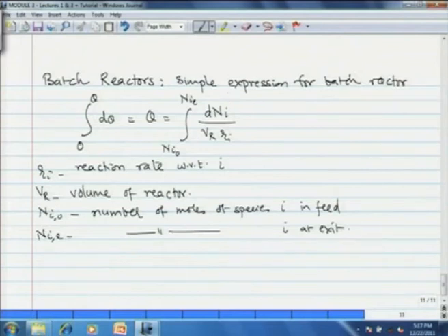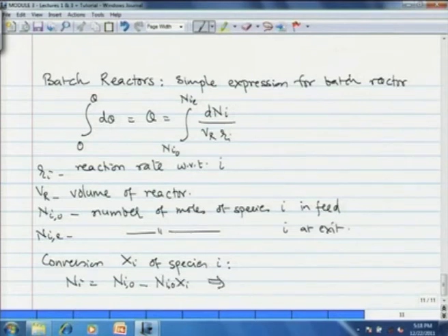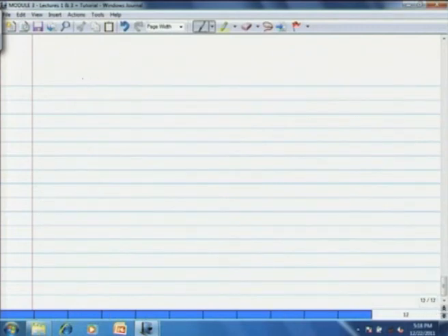Now, we can rewrite this expression in terms of conversion. The conversion Xi of species i can be written as Ni is equal to Ni naught, which are the initial moles, minus Ni naught into Xi, which can be rearranged as Ni is equal to Ni naught into 1 minus Xi, and after differentiation you get dNi is equal to minus Ni naught into dXi.